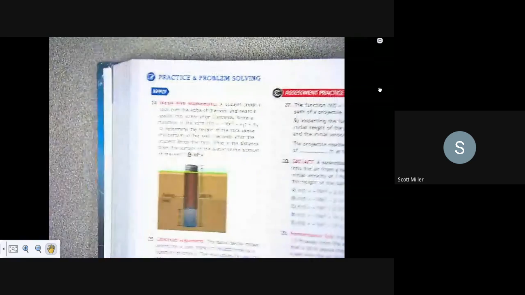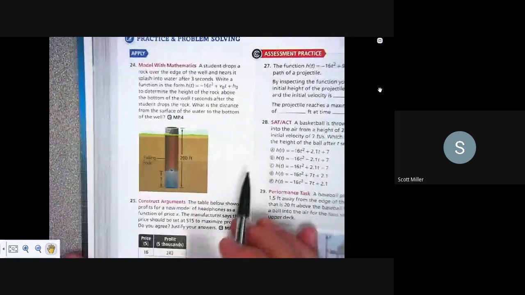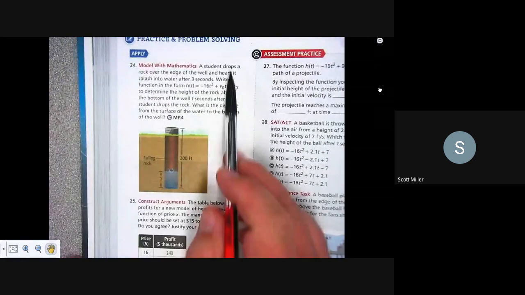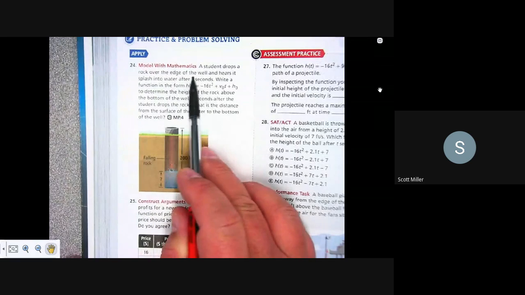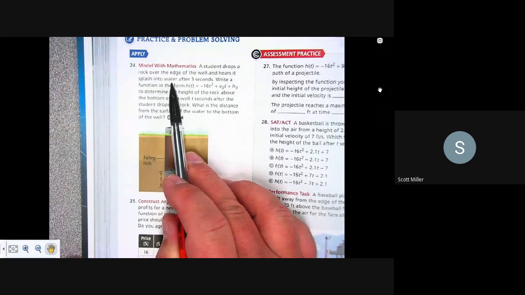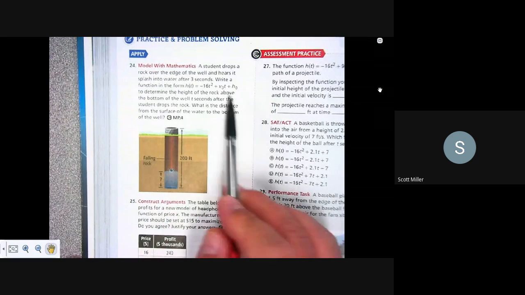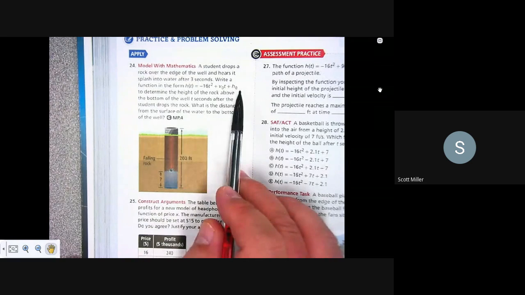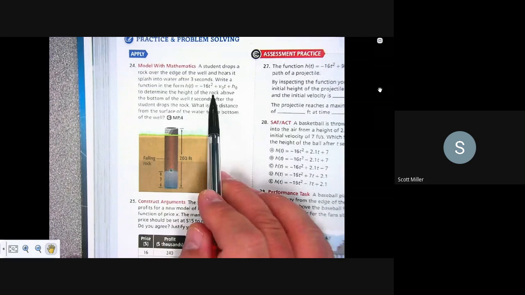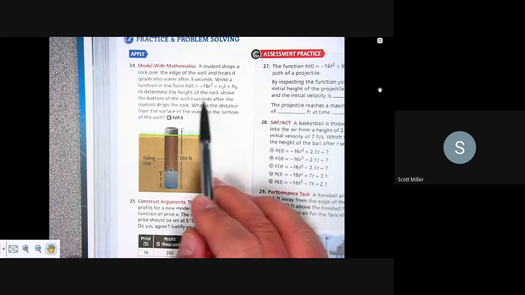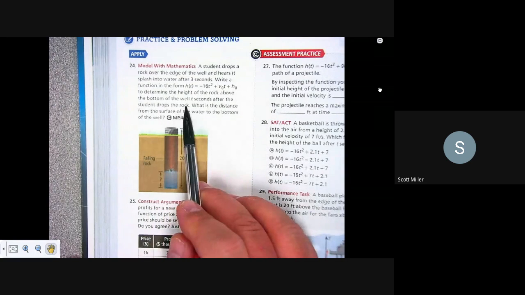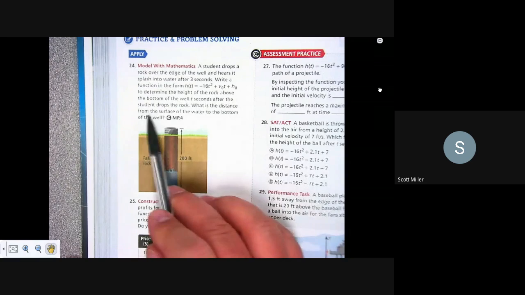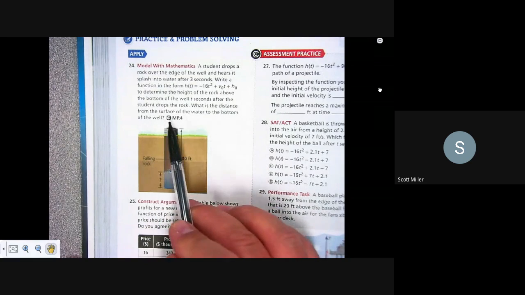So those who may not have this textbook available can see it. So here is the problem right here. A student drops a rock over the edge of a well and hears it splash into the water after 3 seconds. Write a function in the form, this is our vertical motion problem, to determine the height of the rock above the bottom of the well t seconds after she drops the rock. What is the distance from the surface of the water to the bottom of the well?